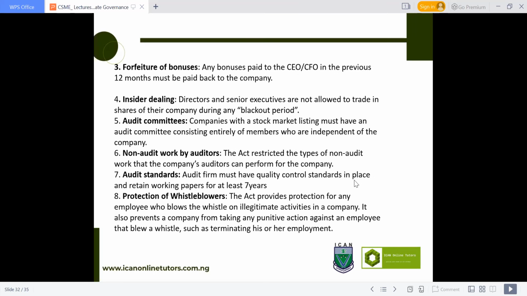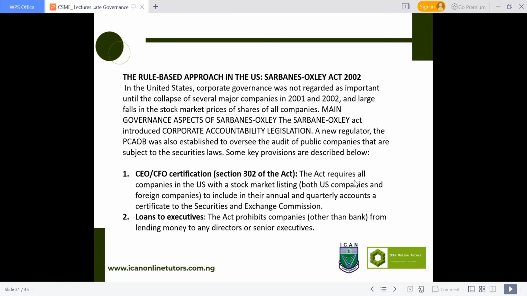Just like in Nigeria as well, within 60 days after your account is approved, at least your annual report, you have to send a copy to the Financial Reporting Council. Even the Nigerian Stock Exchange, if you go to their library, they also have companies' annual reports. It's also mandatory. Your annual report, you also need to send a copy, and it's usually available at their library. So loans to executives are also prohibited. The Act prohibited companies from lending money to any executive director or senior executive.